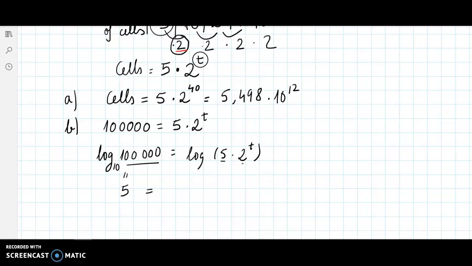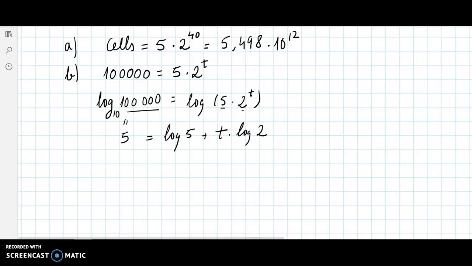For these numbers, we don't have an exact logarithm, so I'm not going to calculate the solution because it's going to be a decimal number. According to the properties of logarithms, I can write the log of 5 plus, I bring down the exponent, t times the log of the number 2. The log of 5 is adding, so I move it to the left side subtracting. So I get 5 minus the log of 5 equals t times the log of 2.